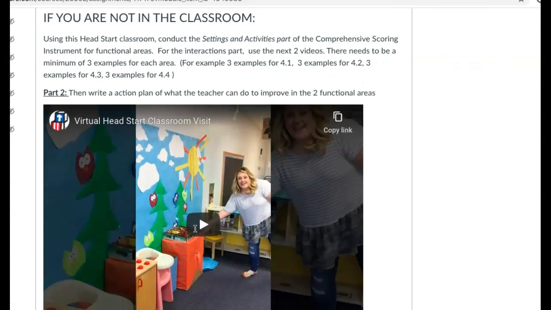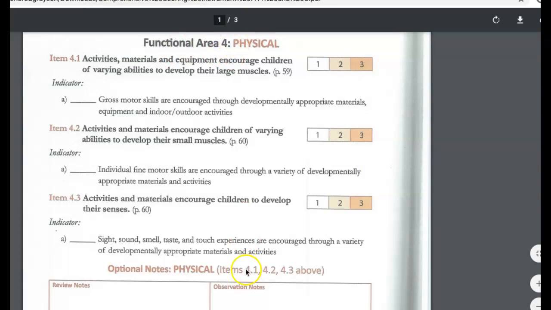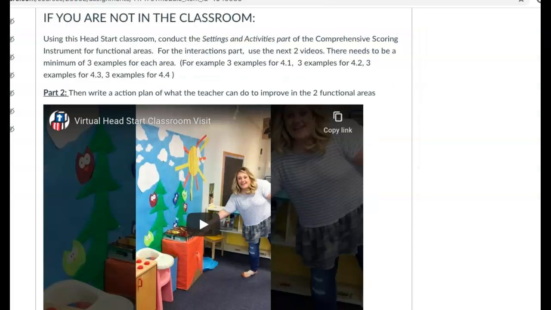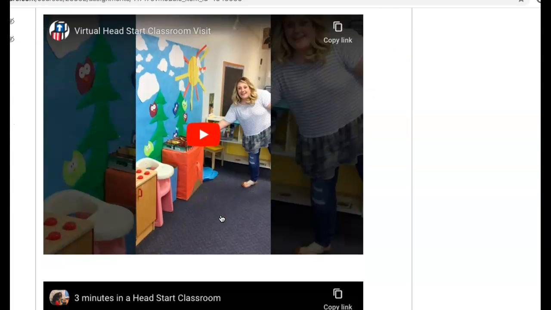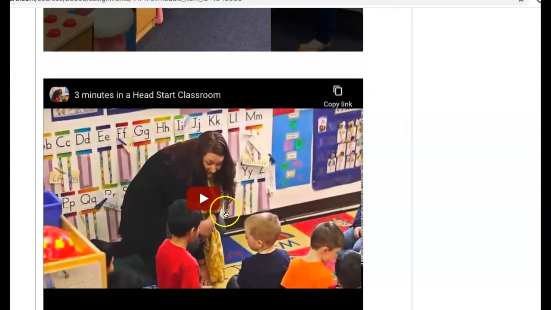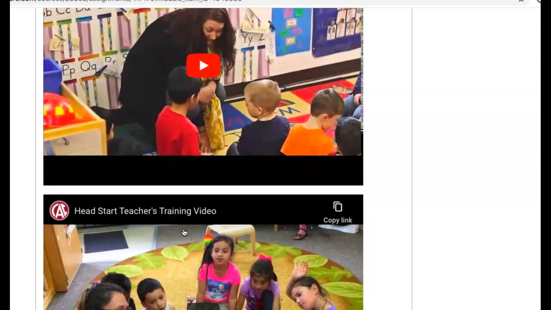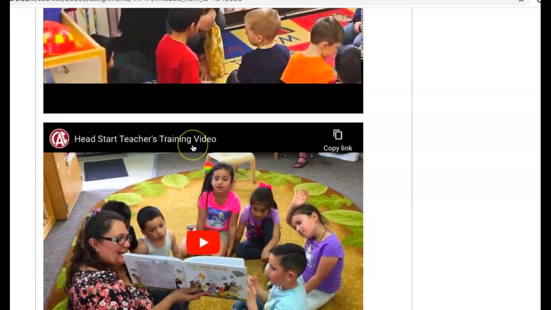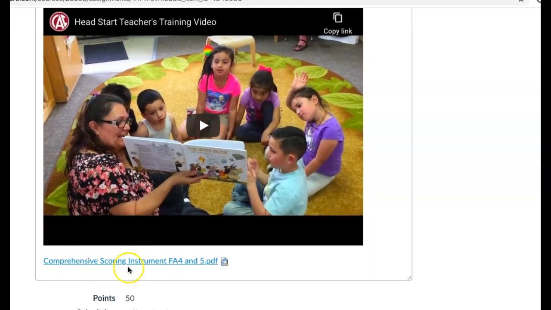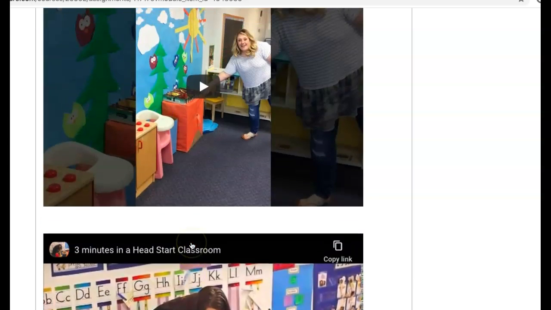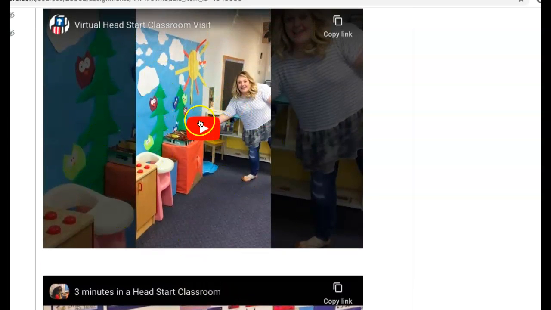If you don't currently have a classroom, then what you're going to do is you're still going to go in, you're still going to use this, but instead of your own classroom, you're going to evaluate this Head Start classroom. And I put several in here. And here's the comprehensive scoring instrument again. So that this one really focuses on the environment.